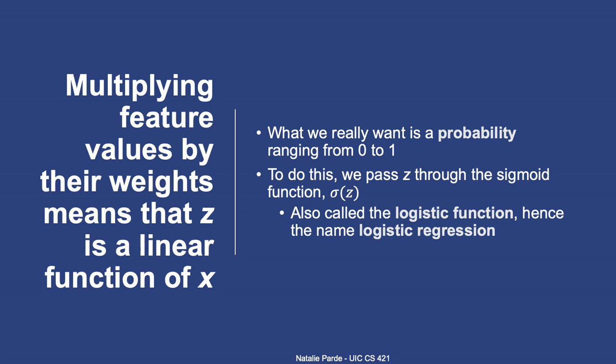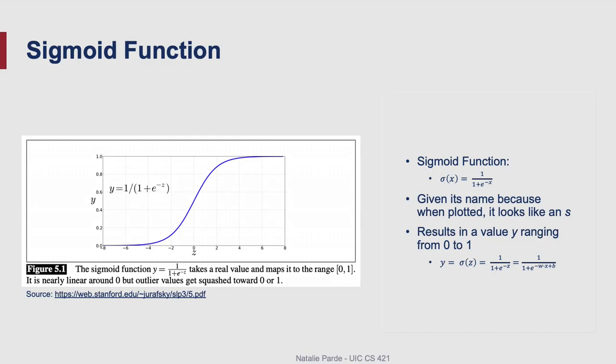We can convert our linear function to a probability by passing it through the sigmoid function, which is also often called the logistic function, and that's why the classification algorithm we're talking about is called logistic regression. The sigmoid function of x takes the inverse of the sum of 1 and e raised to the negative x power. It's called the sigmoid function because when you plot it out, like what you see on the left here, it kind of looks like an S. The function produces a value ranging from 0 to 1.